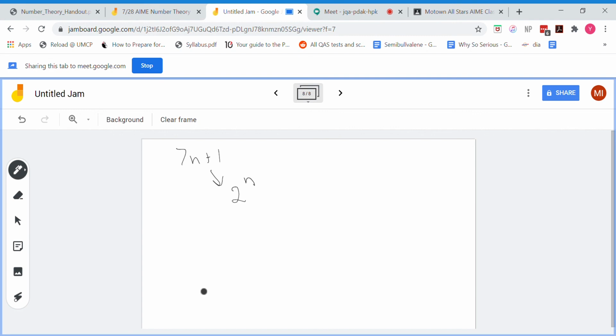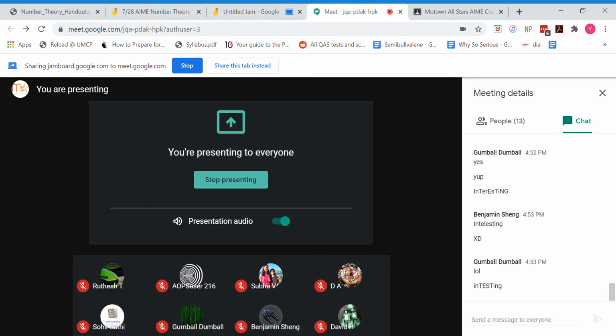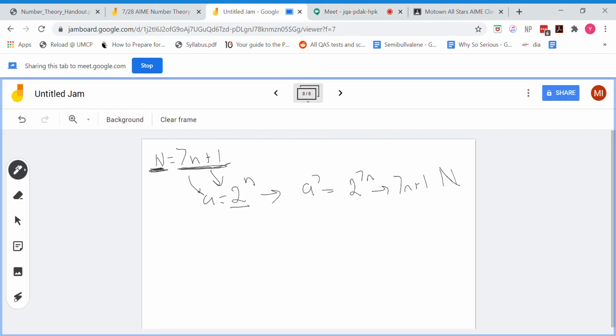if we set a equals 2 to the power of n, then a to the 7th equals 2 to the power of 7n, and this has 7n plus 1 factors. So for every value that is 1 mod 7, there's always a value of a that works. It's specifically 2 to the power of n. So that means every number that's 1 mod 7 is 7-nice.